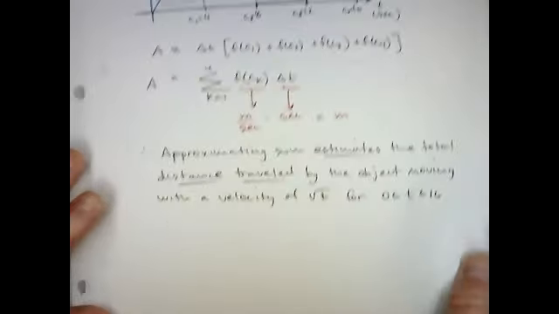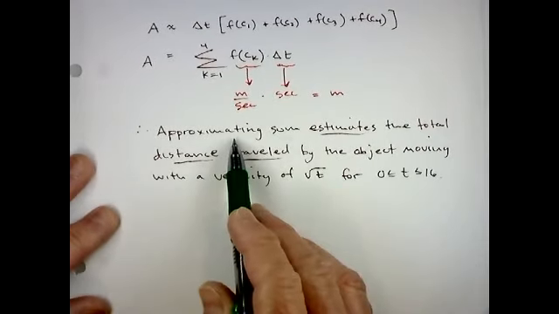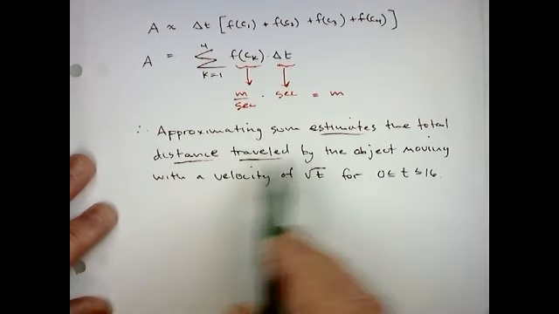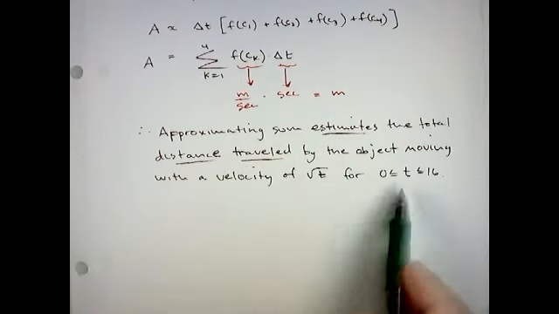Okay. And then finally, what I've already stated, but here it's written out. This particular approximating sum estimates the total distance traveled by an object or a runner that has a velocity of root t over that interval.